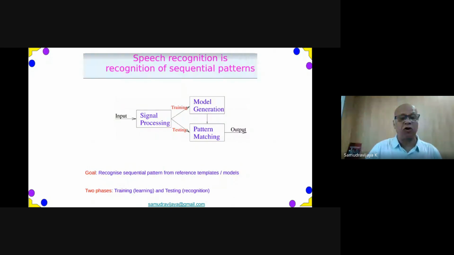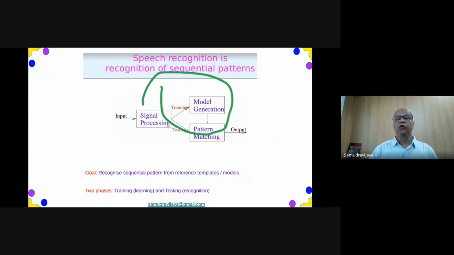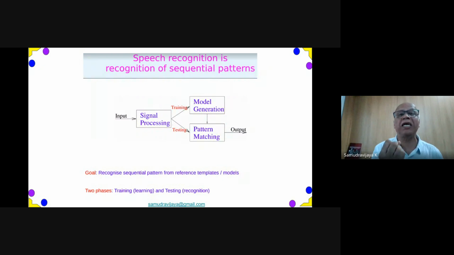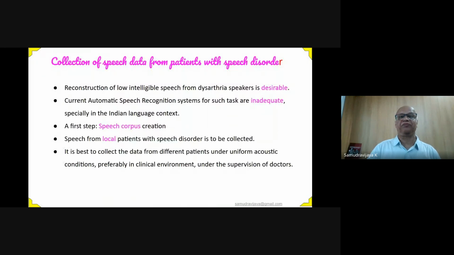Let's talk about the first phase, the training phase. To train a model, you need to give several examples of each label, each pattern that you want to recognize. In our case, they are the speech sounds. So you should not only give the waveform, but also say that this waveform corresponds to this sound. In other words, we need a labeled data set.